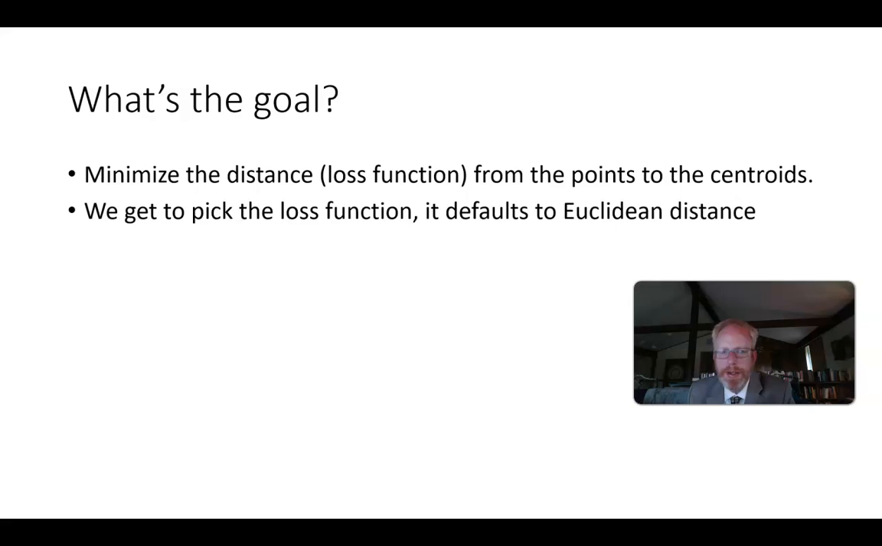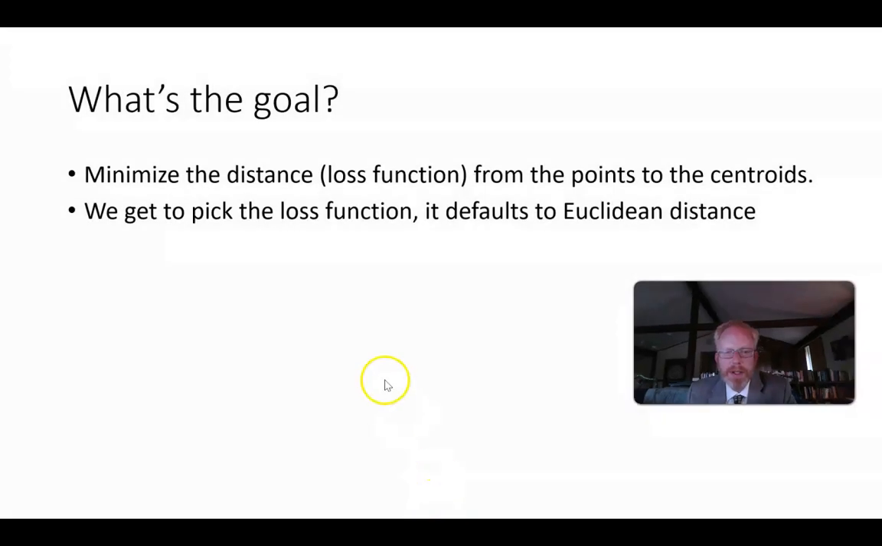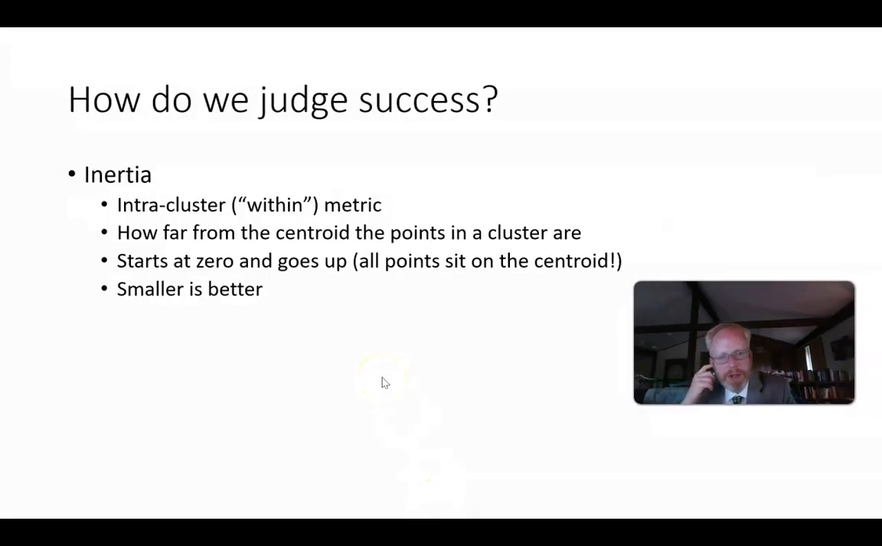So the goal is to minimize the distance or loss functions from the points to the centroids. And we get to pick the loss function, but it's typically Euclidean distance, where if we have a series of distances to measure, we'll square them, sum them, and then square root that entire unit, and that will give us the Euclidean distance.